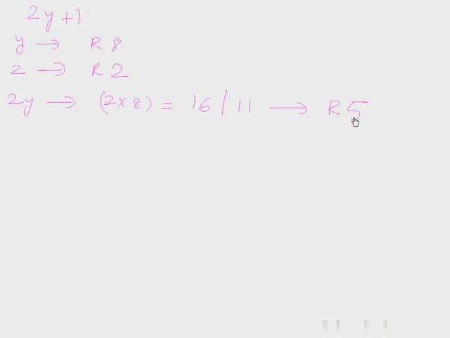The last question: when 2y plus 1 is divided by 11. Let's do this in steps. We know that y gives a remainder of 8. We know that 2 gives a remainder of 2. So 2y will give a remainder of 2 times 8 equal to 16, which I need to further divide by 11 to get a remainder of 5. So 2y plus 1 will give a remainder of 5 plus 1 equal to 6. Of course, I've used the fact that 1 gives a remainder of 1 when divided by 11. So the final answer is 6.